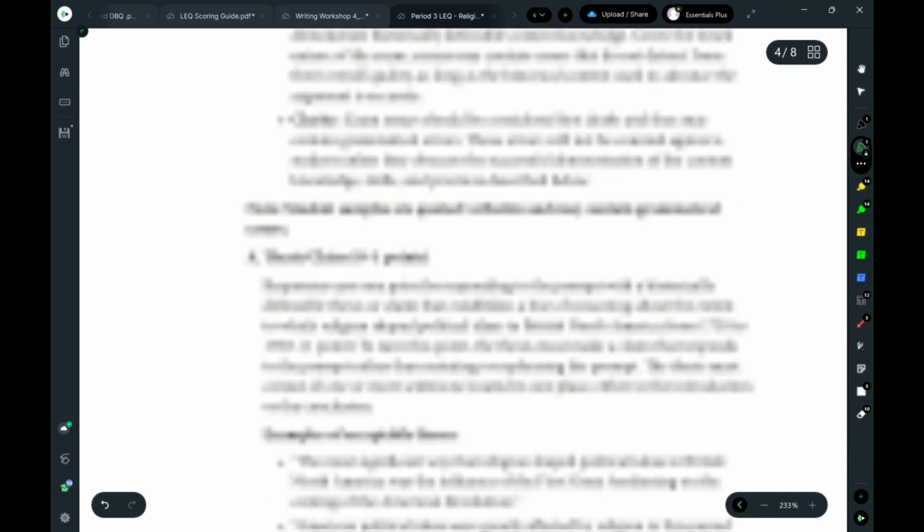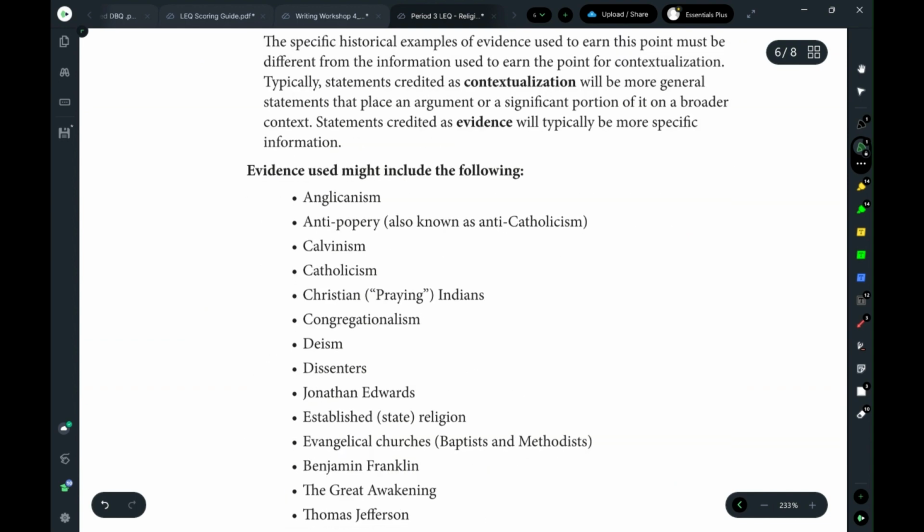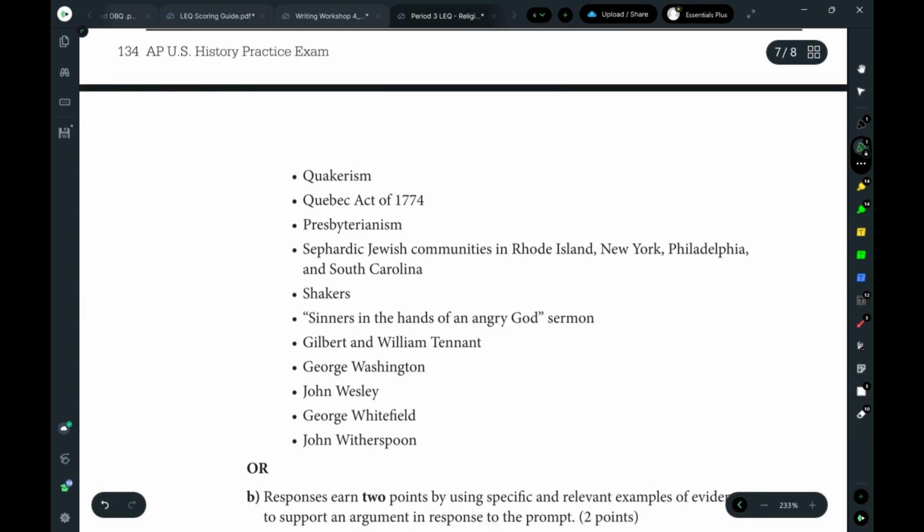I'm going to see if there's some more examples down here. I think there are. Yes, evidence. Here we go. So here they all are. Anglicanism, anti-popery, which is against Catholicism, Calvinism, Catholicism, praying Indians, Congregationalism, deism, dissenters, Jonathan Edwards, established state religion, new and old light, so on and so forth, Quakerism, all of that. So all of these are examples of things that we might see.